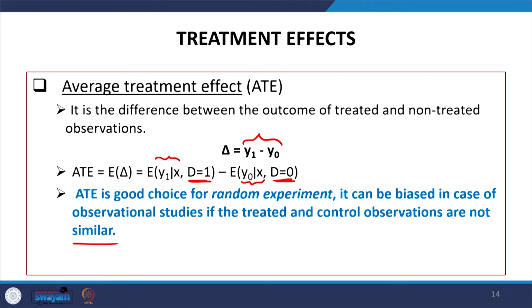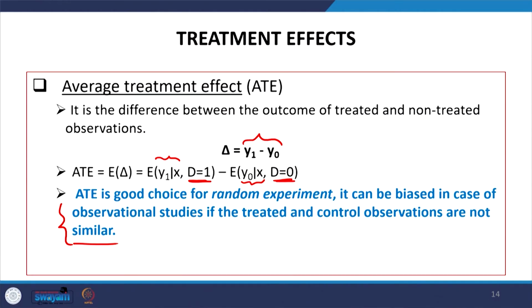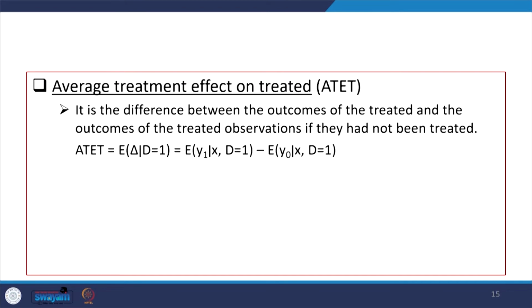So, the basic structure of this ATE is that there should be independence between treated and control observations, similarly treated as compared to the confounding variables. So, in both the cases, if this is not similar, then it might be problematic. Otherwise, ATE is a very good choice for random experiments.